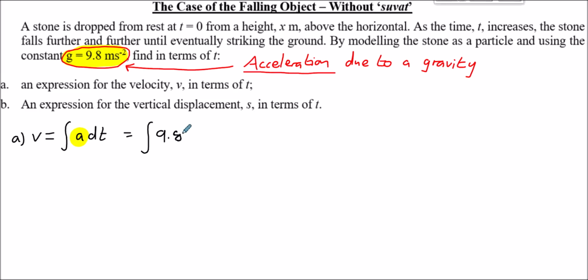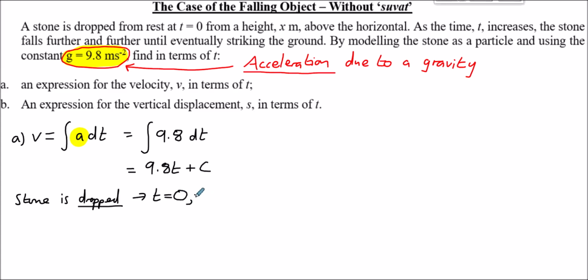So the integral of 9.8 with respect to t. If we integrate a constant, we're just going to get that constant multiplied by the variable with respect to which we're integrating. So that's going to give us 9.8t plus the constant of integration. However, the stone's dropped. It's not thrown down, it's not thrown up. So because the stone is dropped, we can infer from that that the initial speed when t is 0 is 0. So when time is 0, v is equal to 0.